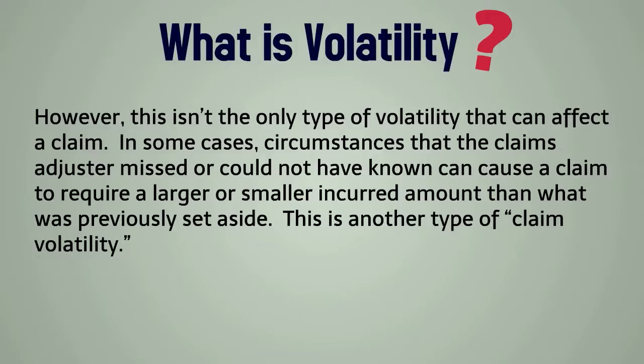In some cases, circumstances that the claims adjuster missed or could not have known can cause a claim to require a larger or smaller incurred amount than what was previously set aside. Now, this is another type of claim volatility. So the initial amount can be variable, and even once that initial amount is set, we can see variations in the amount over time as more information is disclosed or learned about the claim.